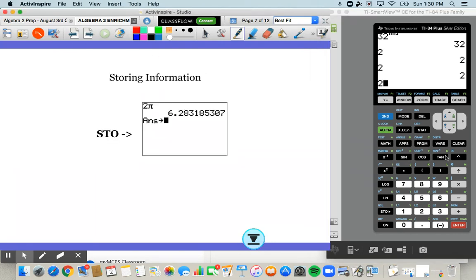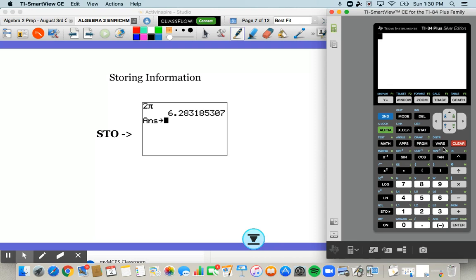This is a great one. This is going to come in handy when you're working with crazy numbers, right? And maybe you want to recall that information later. Second answer, this button, just recalls the last thing. But maybe I'm solving some sort of problem and I want to take that. So my example over here was 2 pi, right? That's an irrational number. Maybe I want to recall that later.